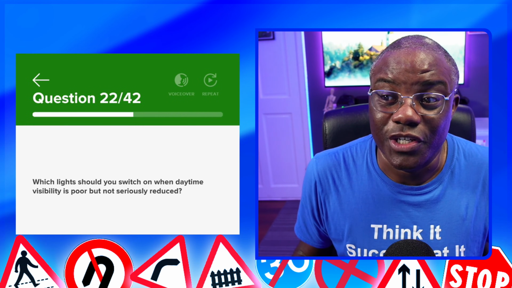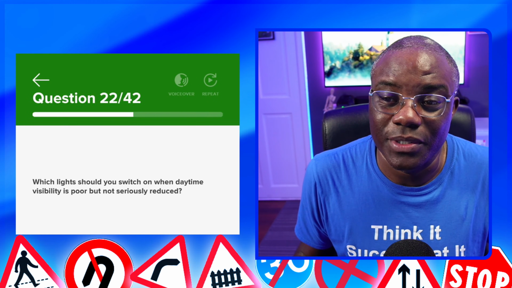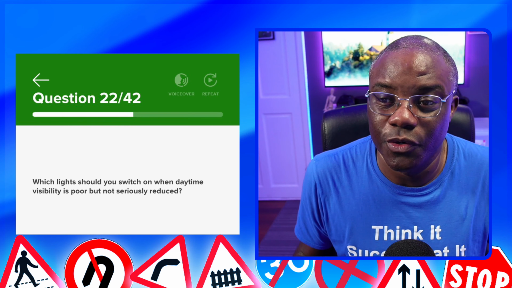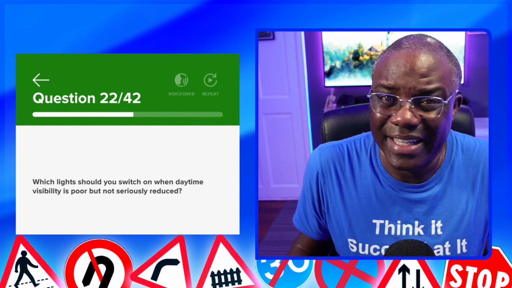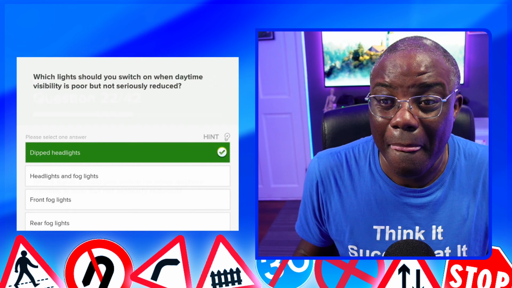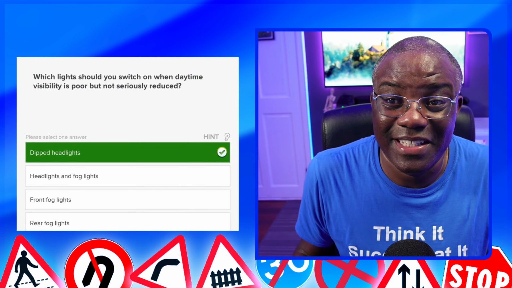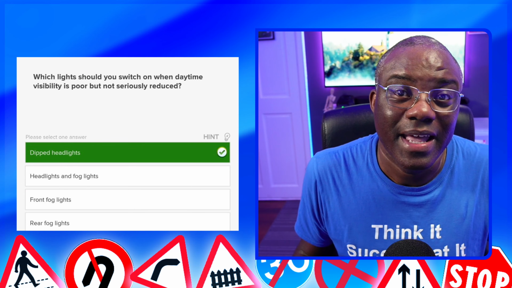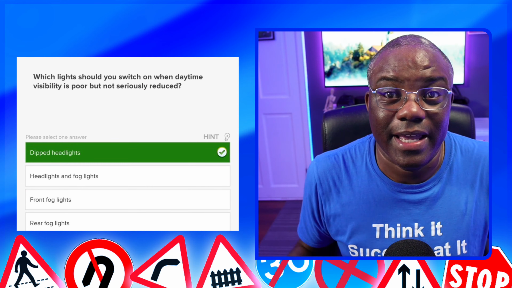Which light should you switch on when daytime visibility is poor but not seriously reduced? That's like your thunderstorms, dark clouds. Again, simple question. No other information in there. Dipped headlights. Notice it's got dipped headlights on this one. Previous one had headlights.